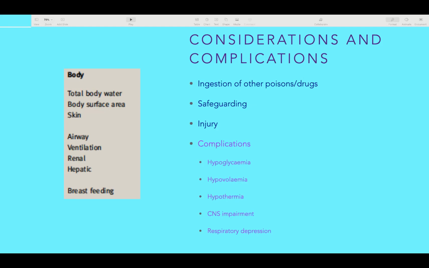And then the main complications you get from alcohol intoxication are hypoglycemia, you may be hypovolemic, hypothermia, CNS impairment, and respiratory depression.